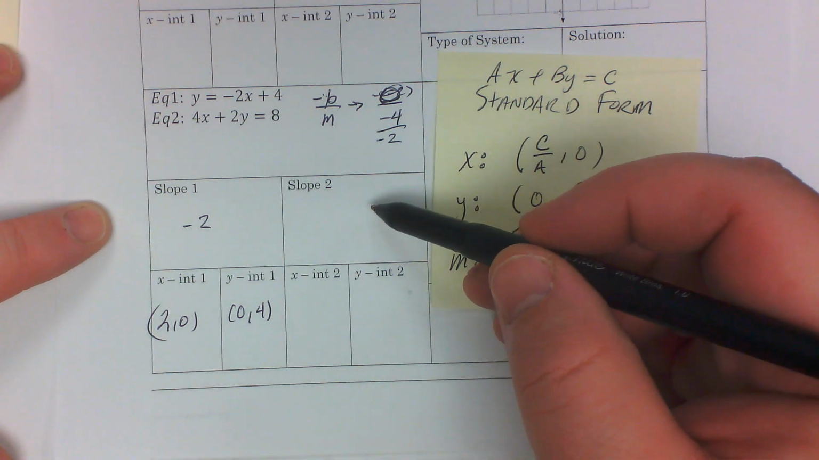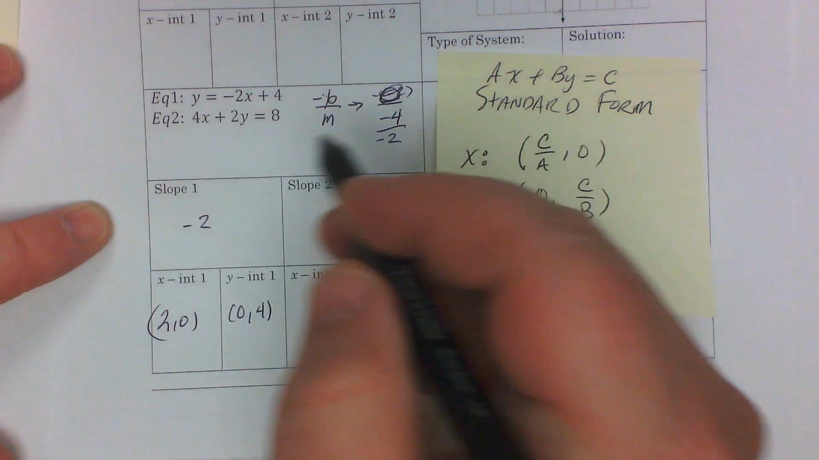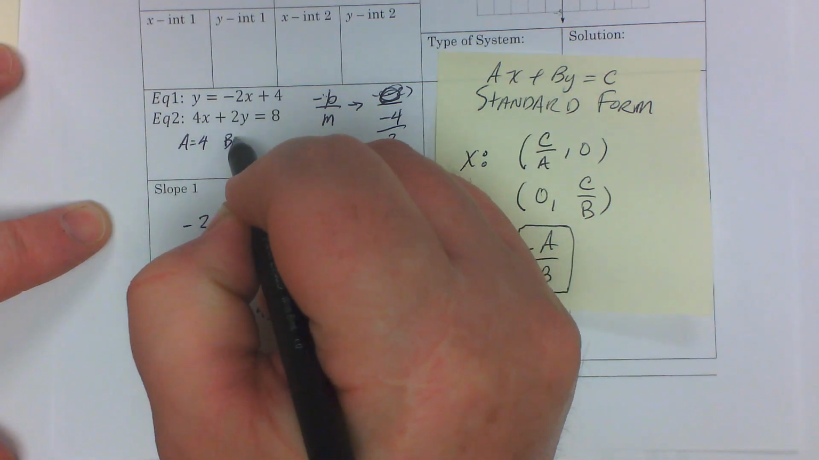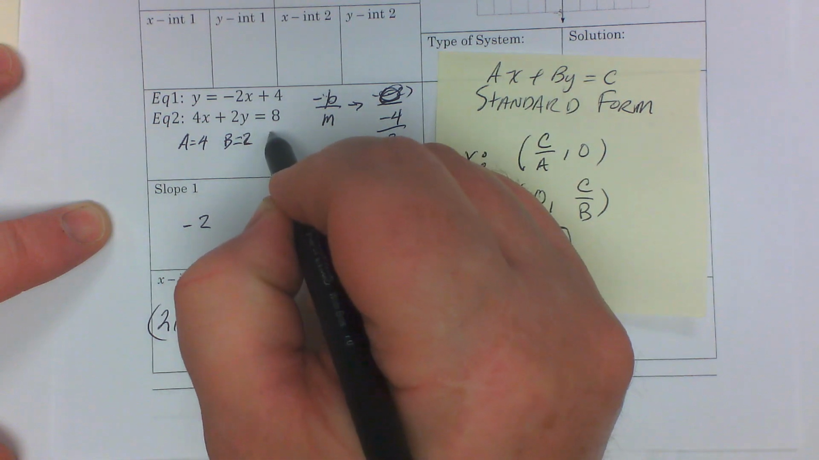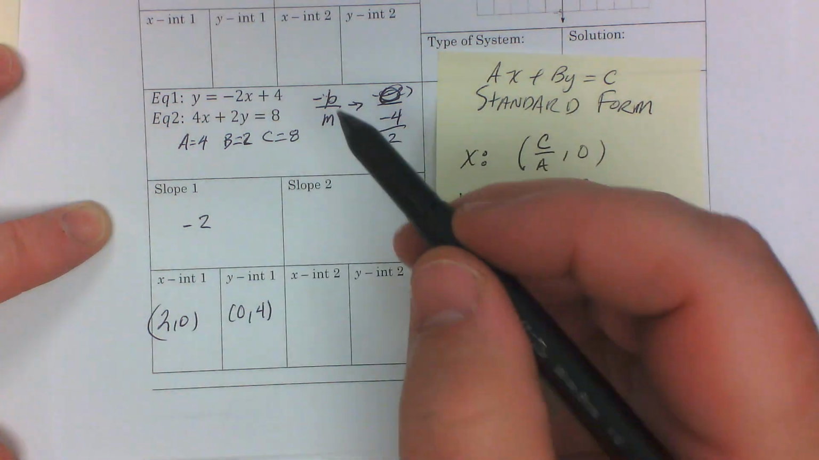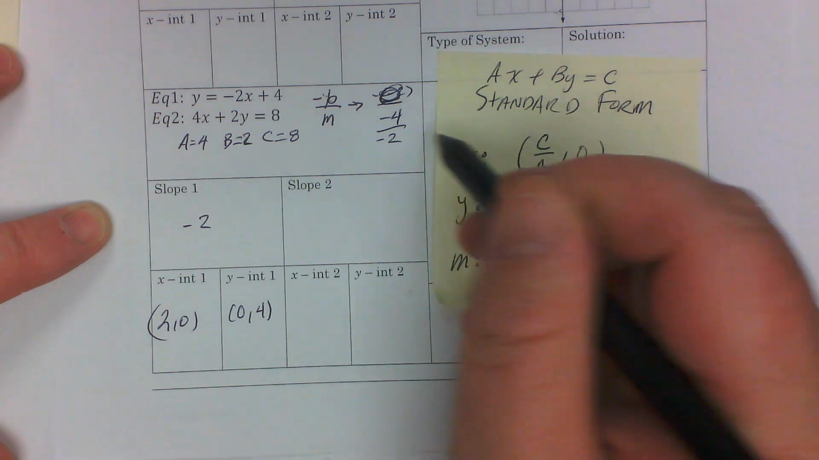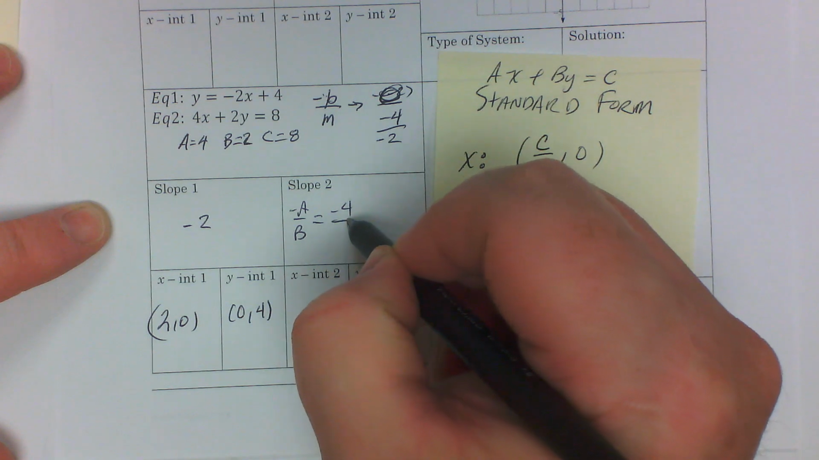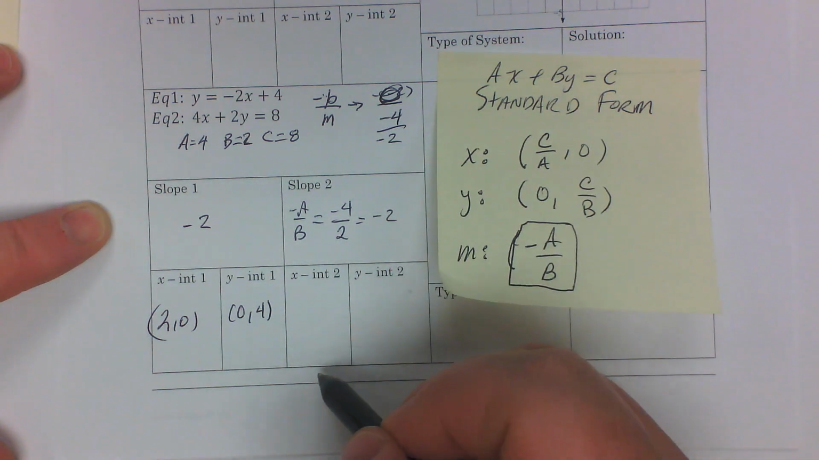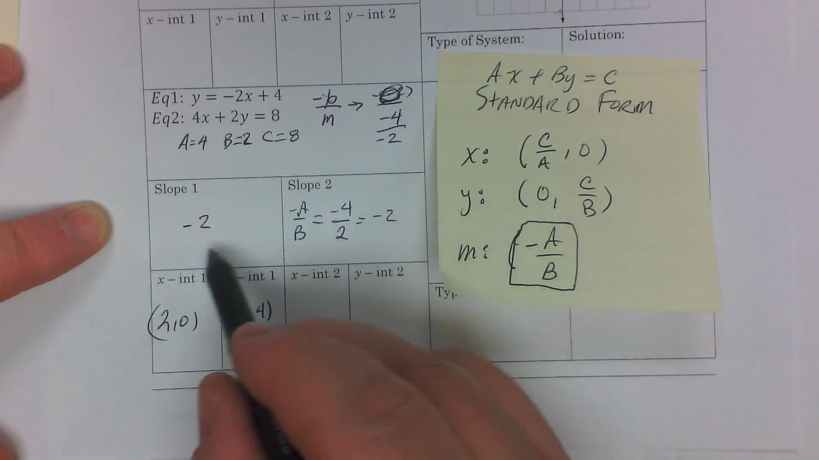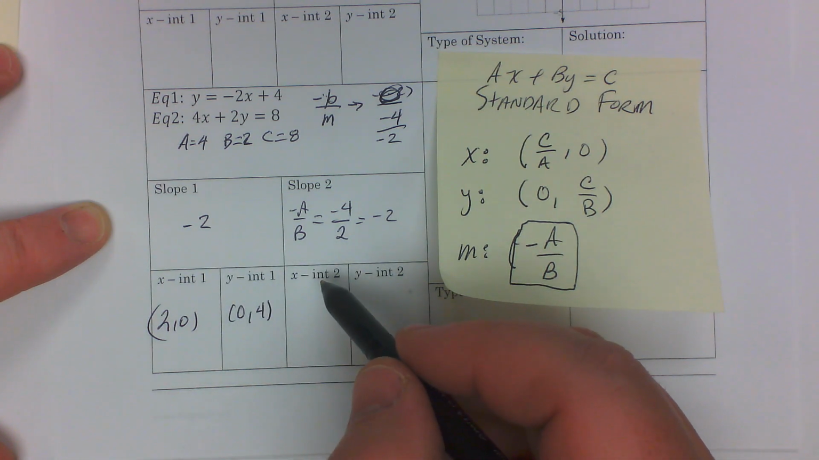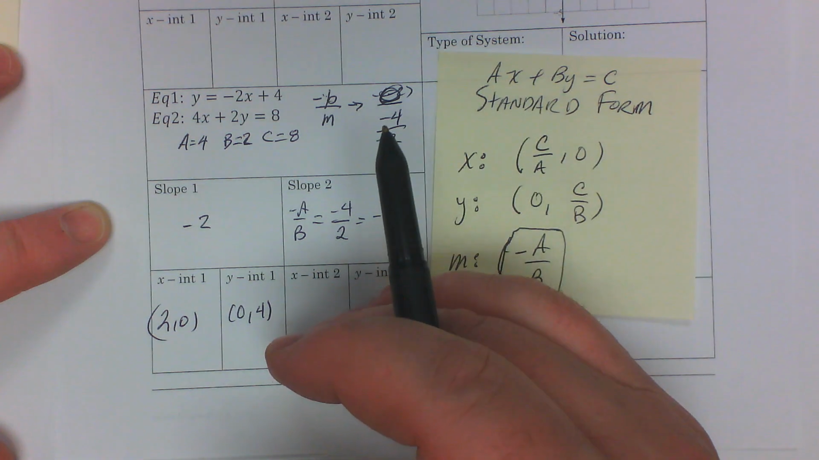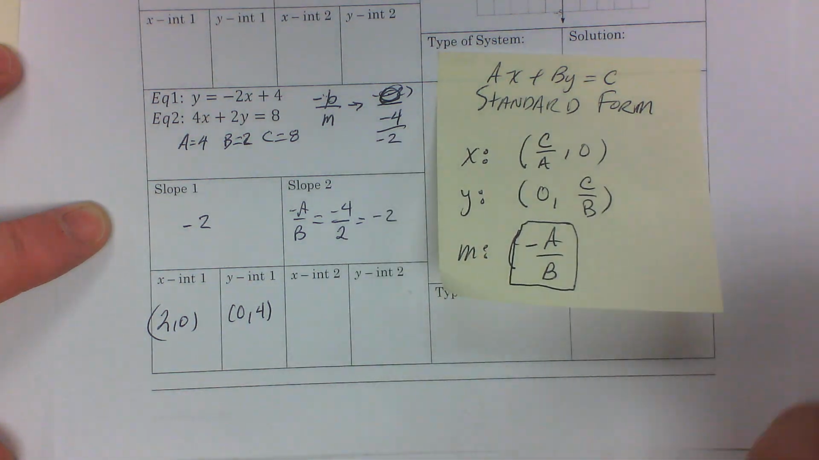So the slope in standard form is going to be -a over b. So if you look, a is 4, b is 2, c is 8. So our slope is -a over b. So that would be -4 over 2, which is -2. Oh, look at that! They look like they are parallel. All right. Well, that means we're either going to have an inconsistent system or a dependent system.